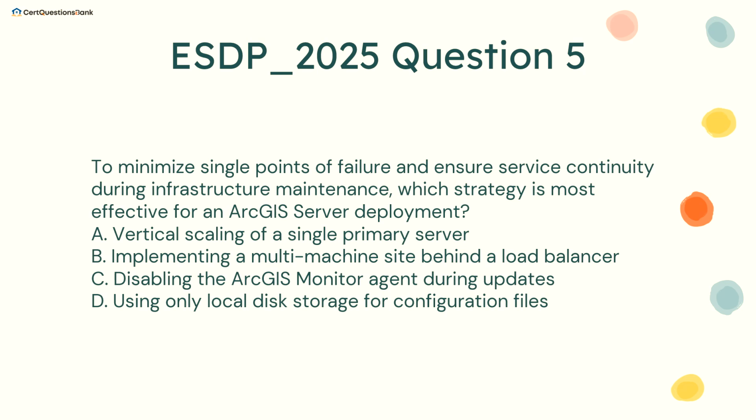To minimize single points of failure and ensure service continuity during infrastructure maintenance, which strategy is most effective for an ArcGIS Server deployment? A. Vertical scaling of a single primary server. B. Implementing a multi-machine site behind a load balancer. C. Disabling the ArcGIS Monitor agent during updates. D. Using only local disk storage for configuration files.